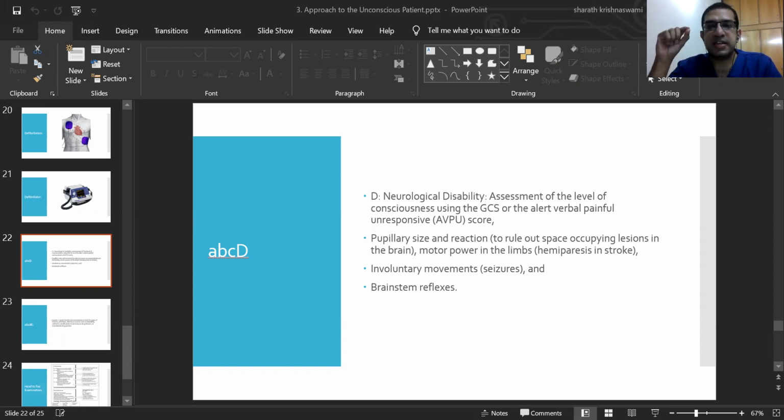Pinpoint pupils are seen in a condition where the pons, that is the structure in the back of your head, the brainstem, is affected. Dilated and constricted pupils indicate that the patient may have consumed a particular drug. The actions of the drug decide whether the pupils are dilated or constricted.